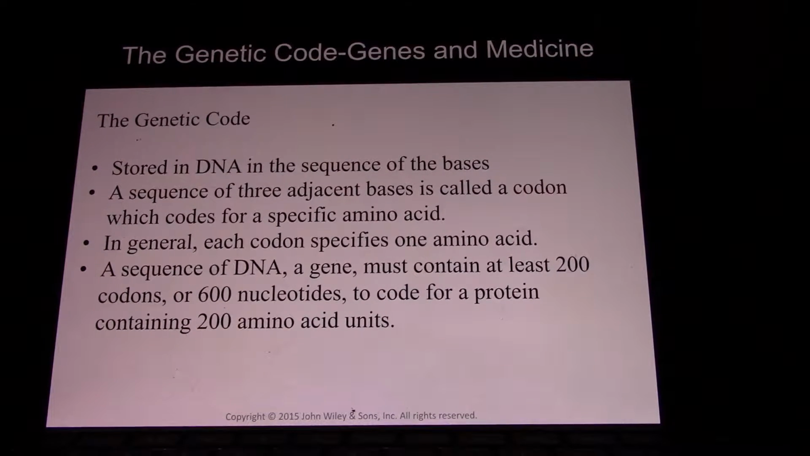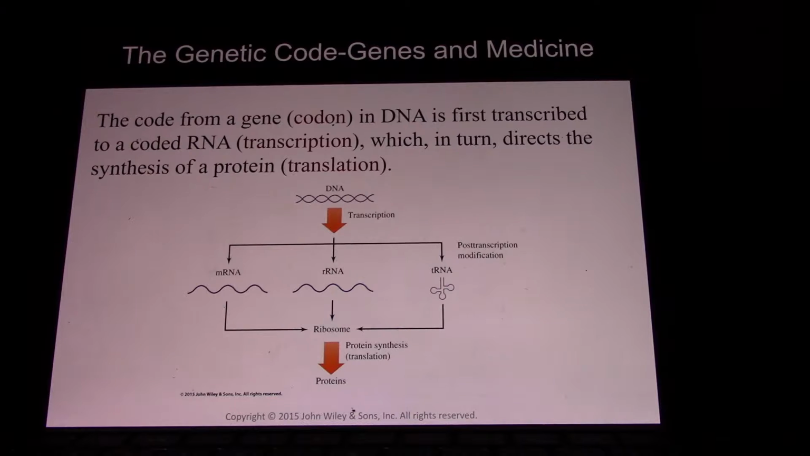And again, you read DNA 3 bases at a time is a codon. So if there are 200 codons, that's 600 nucleotides, because each codon is 3 nucleotides, and that will give you 200 amino acids for a 200 amino acid protein.